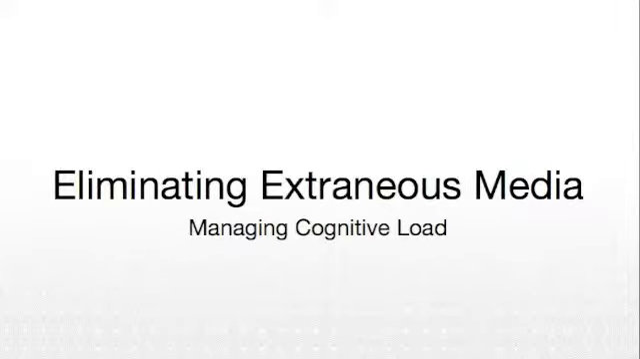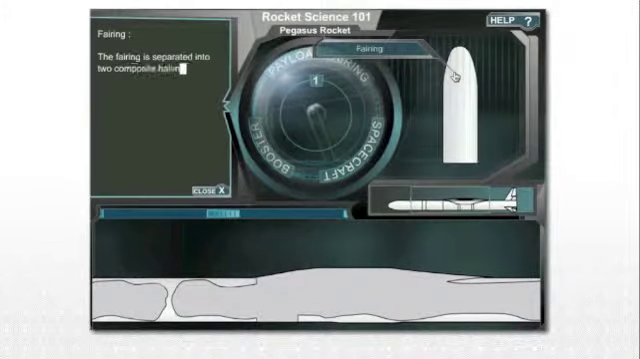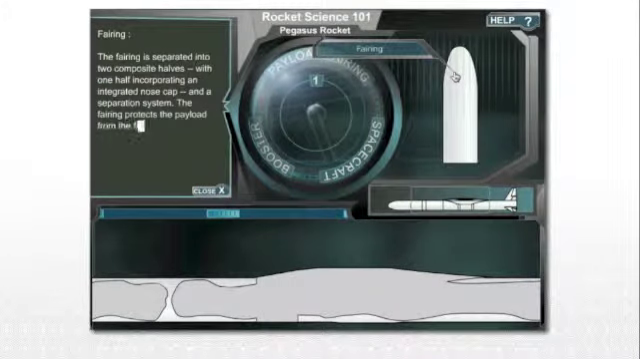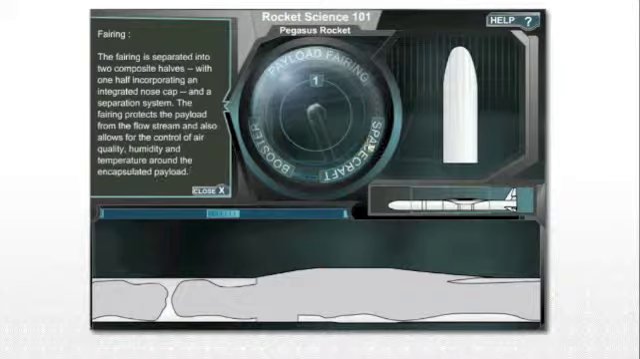Eliminating extraneous media. Most of the extraneous cognitive load stems from the inefficient use of media to deliver our instructional message. All too often, unnecessary bells and whistles can make their way into our designs, adding to the overall amount of mental input experienced by the learner.